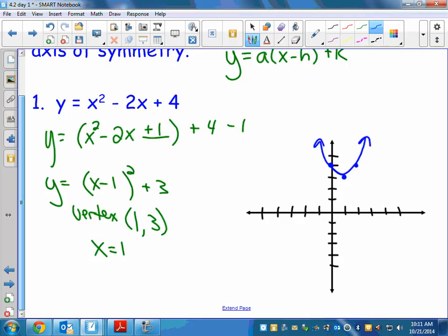You don't have to graph the axis of symmetry, but just to remind you what that is, that's that imaginary line that cuts through the vertex, because you could fold that over. It's like the axis of symmetry that makes it symmetric on each side. You don't have to graph that part though.